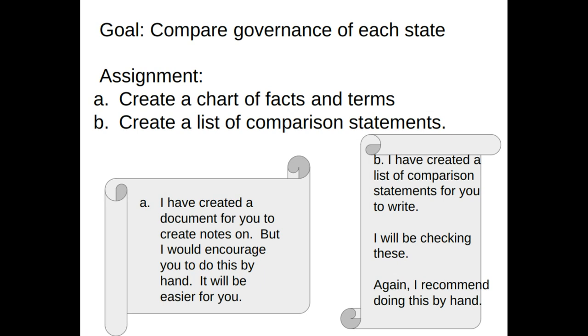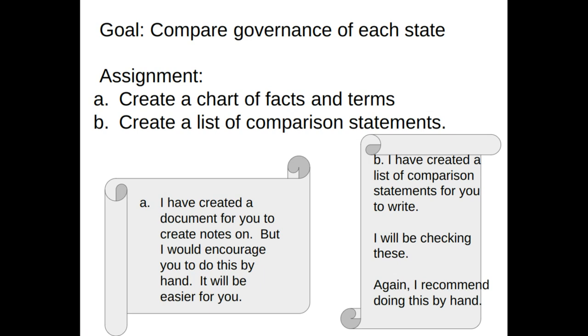So, what's our goal? To compare the governance of each state. To do that, I'm going to ask you to do two things: to create a chart of facts and terms so that you have this all in front of you. You may want to take two pieces of paper and put them side by side to make your chart. I will give you a document, but it doesn't include very much space. And so, what I would encourage you to do is make your own document on two or three pages, taped together or glued together.